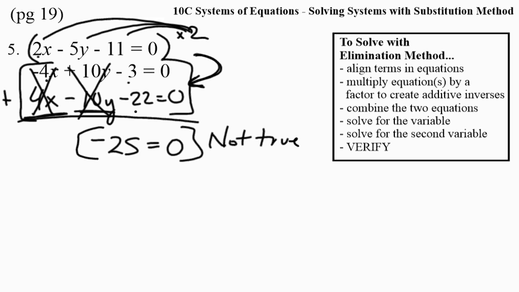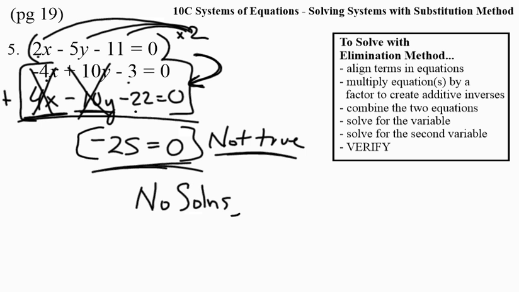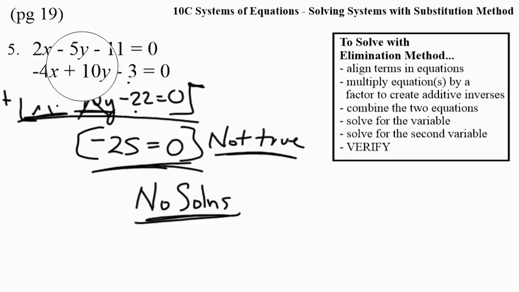So like last lesson, sometimes if the math gets to a point where it's just not true, that tells us there's no solutions. There you go. There's no solutions in this case. Here's why. Again, go back a couple of lessons.